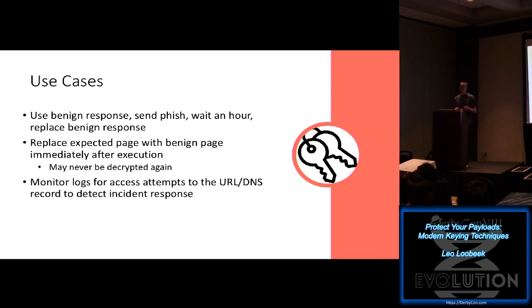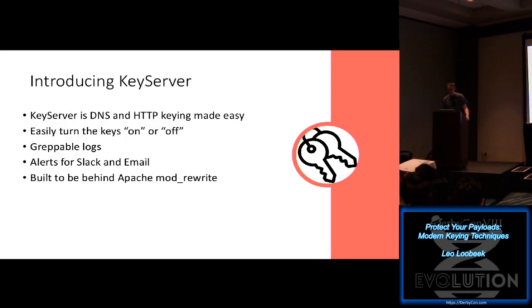The way I use it a lot is I'll just keep the expected page up, let the payload decrypt, and immediately switch it over to the benign page. So that way, if anyone else tries to execute it, obviously it won't work. But an interesting side effect is you can monitor logs for those URLs or those DNS records, and if you see them being requested at a certain time, you might be able to detect incident response. So if your payloads might be executing when you're not expecting it to.